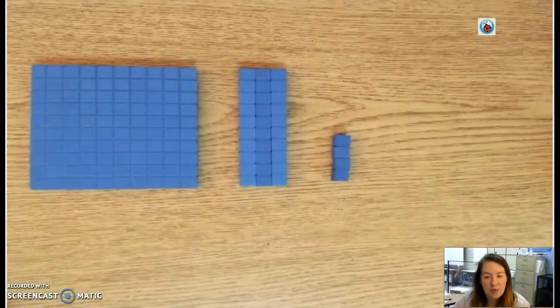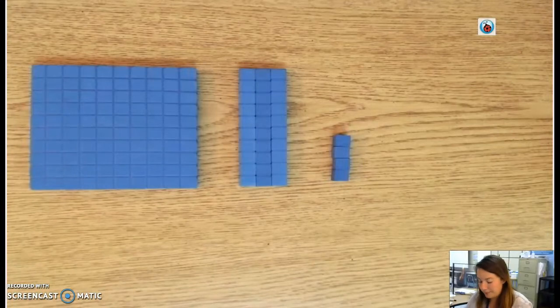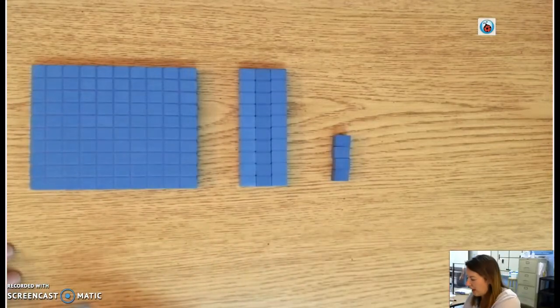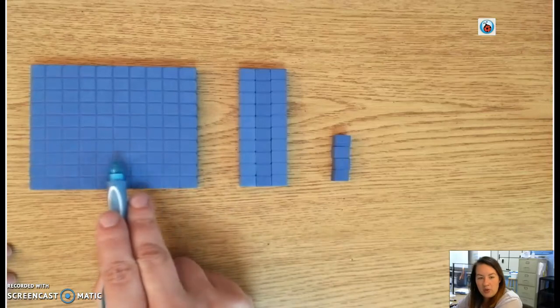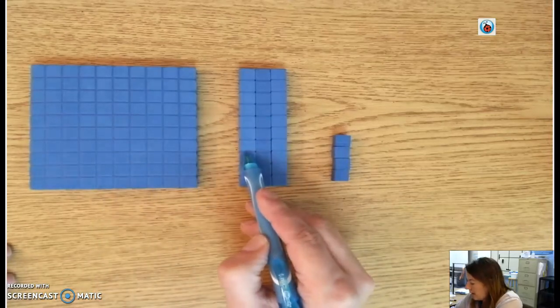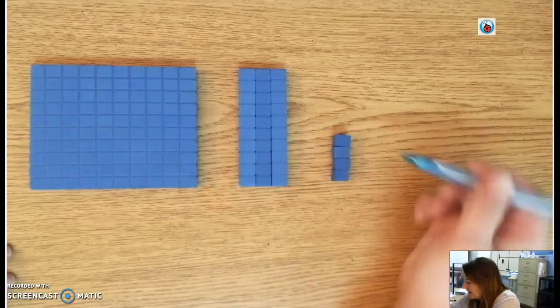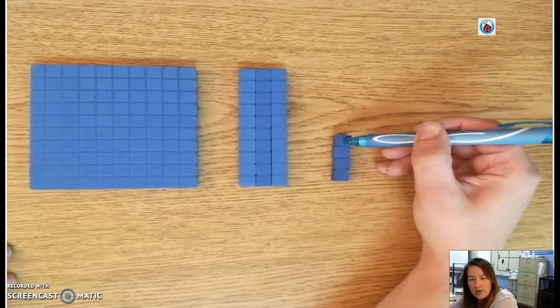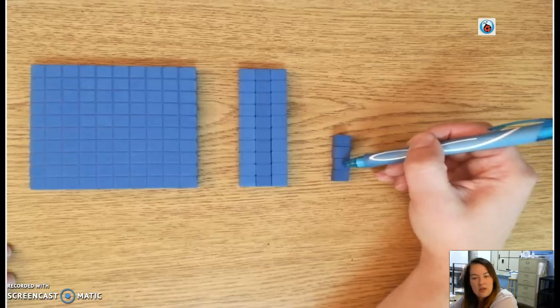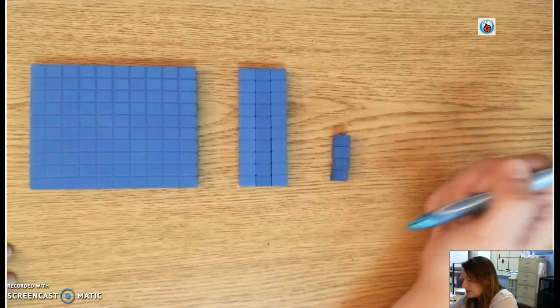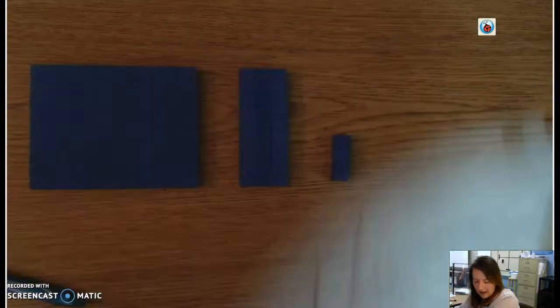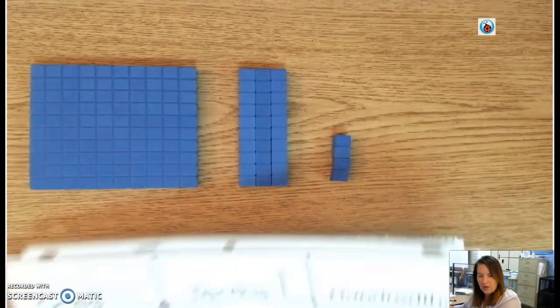We practiced using these yesterday to represent decimals. So let's take a look at the example I have here. I've just set up the base 10 blocks. I have 1 one, 1/10, 2/10, 3/10. And how many hundredths? 1/100th, 2/100ths, 3/100ths, 4/100ths.